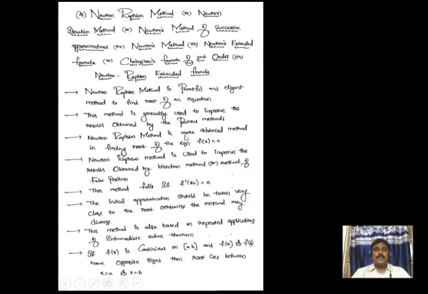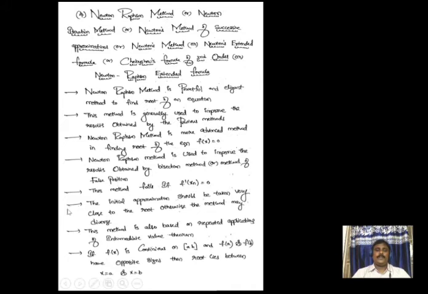Next, Newton-Raphson method is a more advanced method in finding the root of an equation. It is very advanced compared to the other three methods. It is used to improve the results obtained by the bisection method or method of false position. This method fails if f dash of xn equals 0. If this value is 0, then we cannot get the answer.